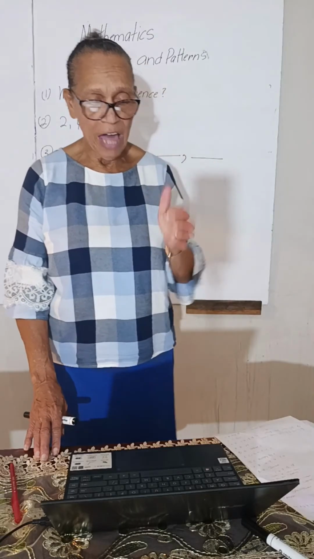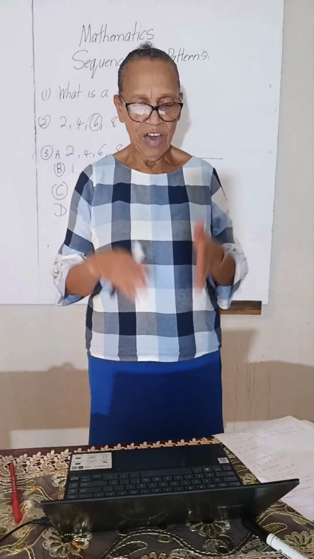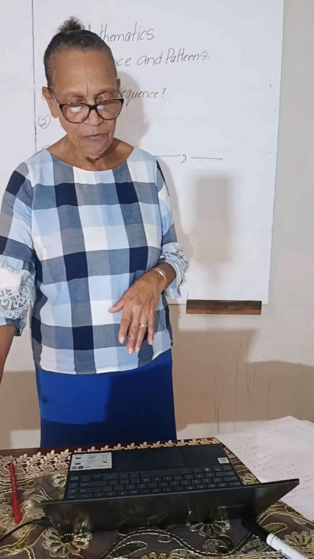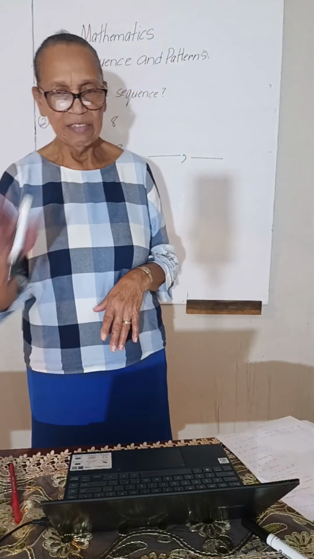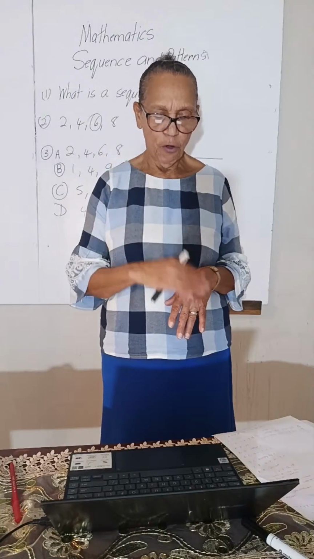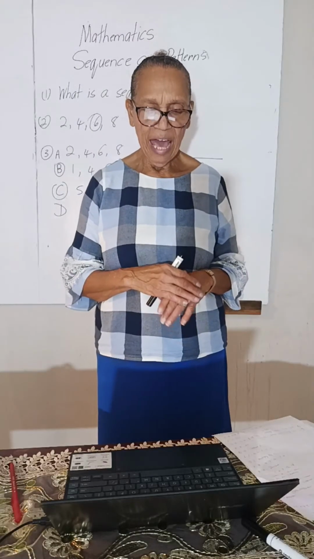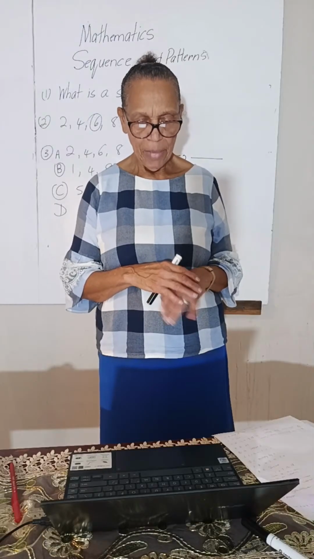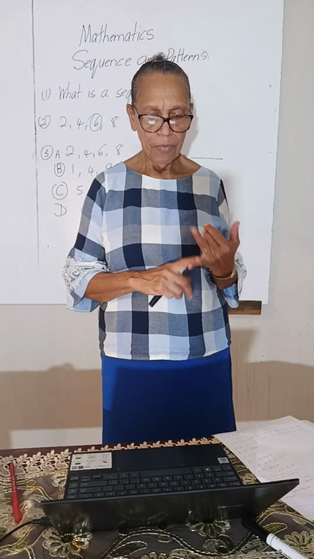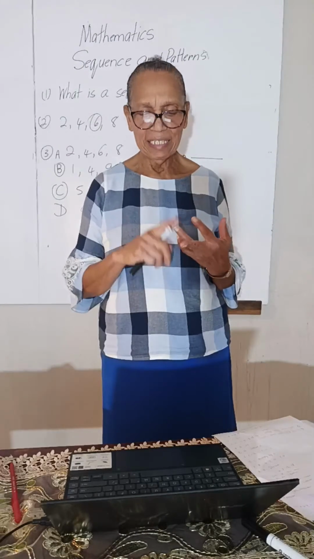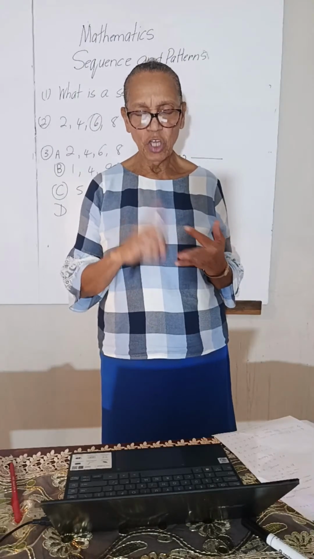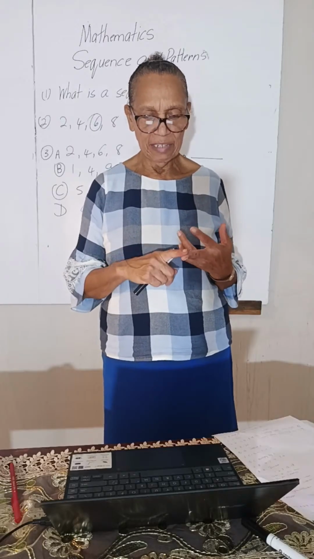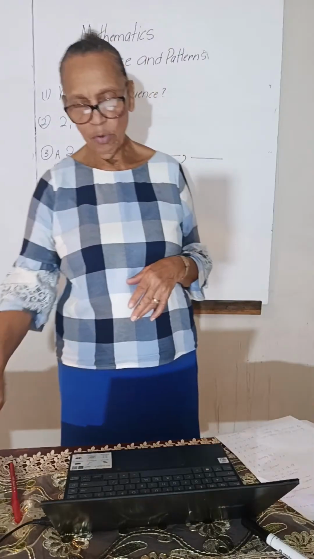Number 13, write the rule for the sequence: 30, 25, 20, 15. That's the rule. Number 14, identify the pattern type: 6, 18, 54. And the last one, number 15, write the next term: 64, 32, 16. Write the next term. Let's go now for the answers.